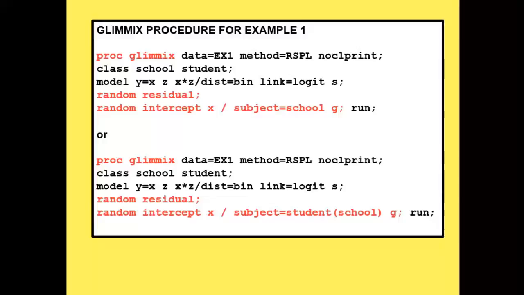Now, one of the tricky things that I'm not sure I completely know the answer to: you notice at the bottom of the screen here, I've written almost exactly the same thing, but then I said student parentheses school. Why did I do that? If you think about the way the data is, each of the students is located within a given school. So it might make more sense to write the statement this way, student parentheses school, because that's what it means, students within schools. In this case, I've just said subject equals school, and I haven't said that.